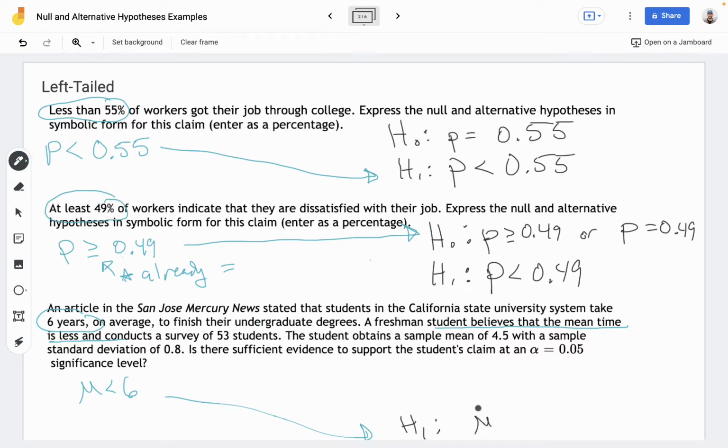H1, mu is less than 6, and the null hypothesis will need to put an equal sign there. That will be equals 6.